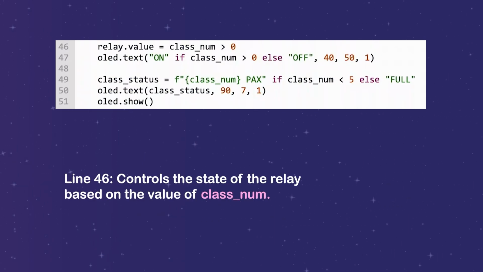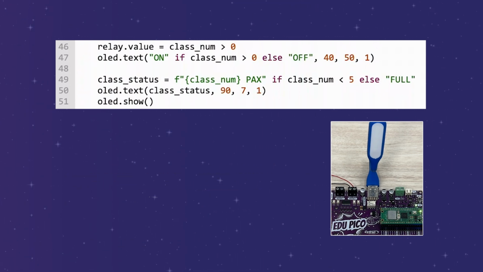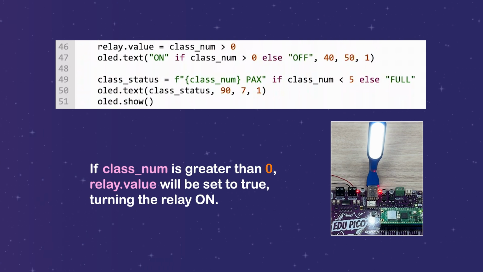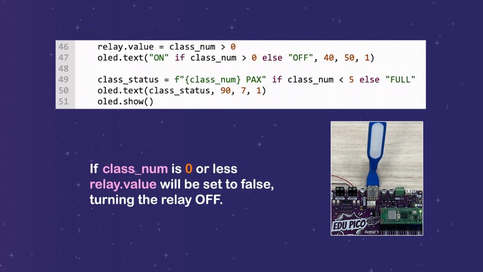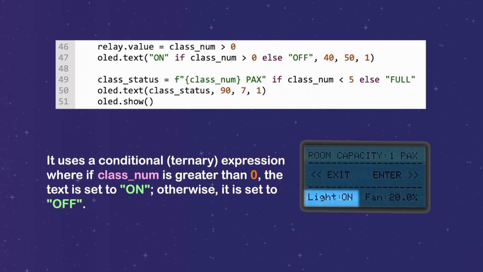Line 46 controls the state of the relay based on the value of the class number. If class number is greater than 0, relay value will be set to true, turning the relay on. If class number is 0 or less, relay value will be set to false, turning the relay off. Line 47 updates the OLED display to show whether the relay is on or off. It uses a conditional expression, where if class number is greater than 0, the text is set to on. Otherwise, it's set to off.